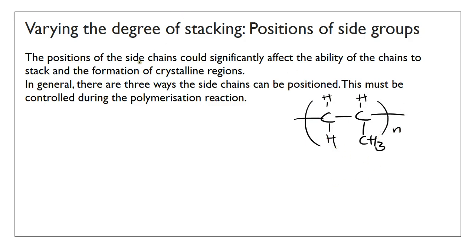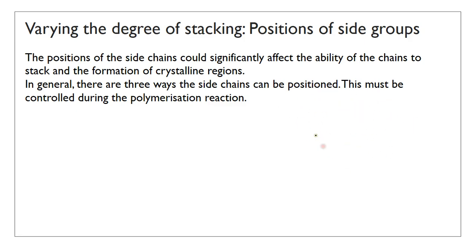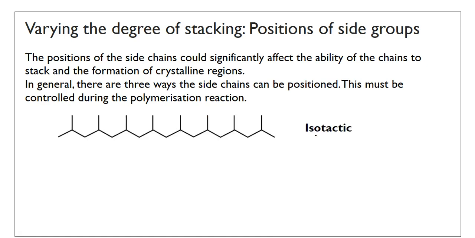The positions of the side chains could significantly affect the ability of the chains to stack and the formation of crystalline regions. We talked about this last week: the position of the side chain is going to affect how easily something can stack. In general, there are three ways the side chains can be positioned, and you have to control this during the polymerization reaction. It's actually incredibly complicated.